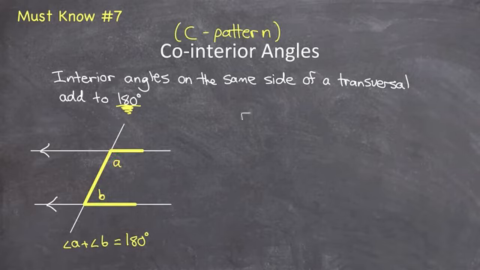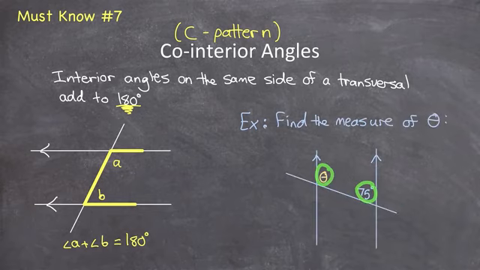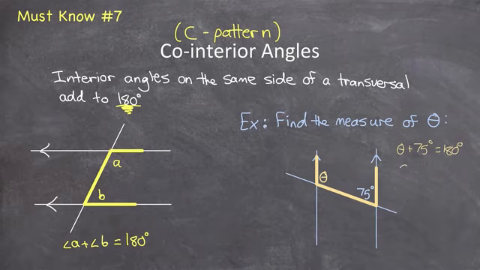And now let me do an example where we try and identify that C pattern. Let's find the measure of angle theta in this diagram. Since these are both the interior angles on the same side of this transversal, I know they add up to 180 degrees. And let me draw that C pattern so you can clearly see that. So I know that theta plus 75 would have to equal 180 degrees. Subtract the 75 over, and I would figure out theta must be 105 degrees.